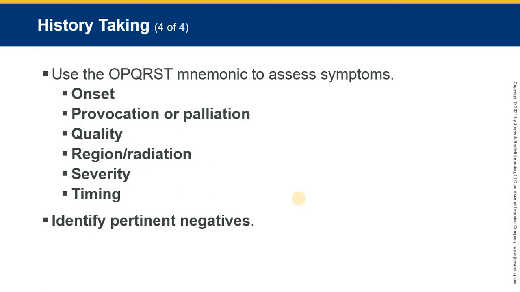Think of things like chest pain. All right. So chest pain, it can be described in several different ways. It can be sharp or it could be a pressure. They may say it feels like an elephant sitting on their chest. Those are good quality answers.